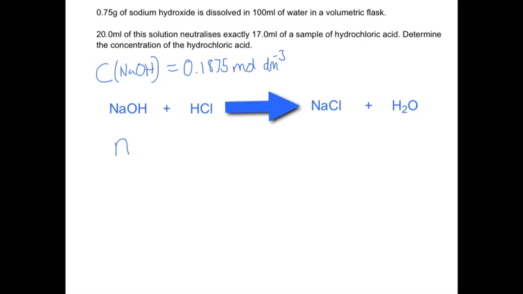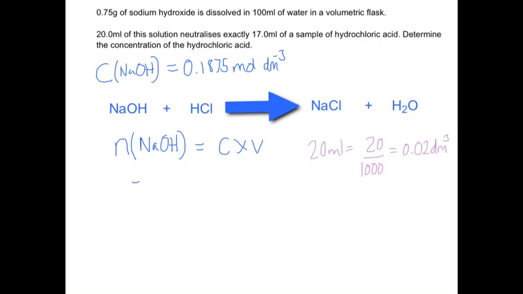So we can use our equation again, number of moles of sodium hydroxide equals the concentration times the volume, which in our reaction was 20 mL. That's how much we pipetted into our flask. 20 mL equals 20 over 1,000 litres, which is 0.02 litres.